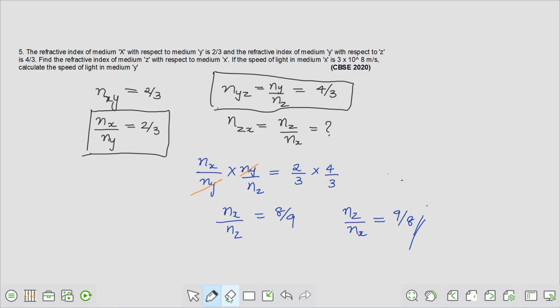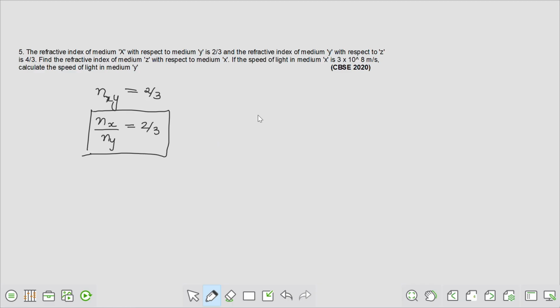I'm just erasing this. Speed of light in X is 3 into 10 power 8 meter per second, and speed of light in Y we have to find. We don't know what it is, but we have the relation. NX by NY is equal to 2 by 3 is given. Now we have the relation between refractive index and speed of light: NX by NY is equal to VY by VX. We already have NX by NY, that is 2 by 3, so just substitute.